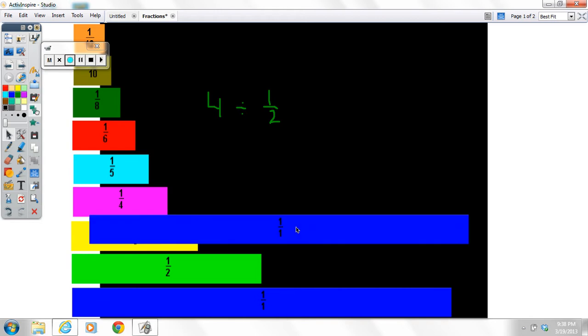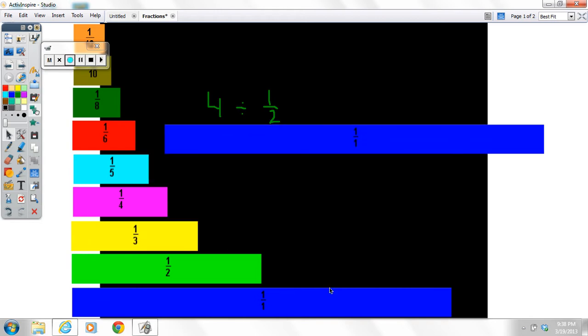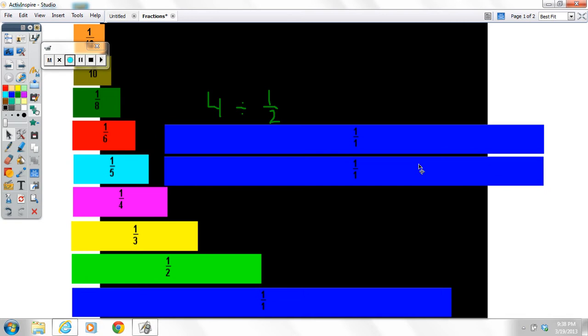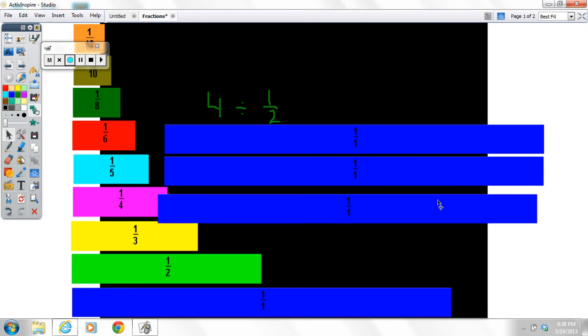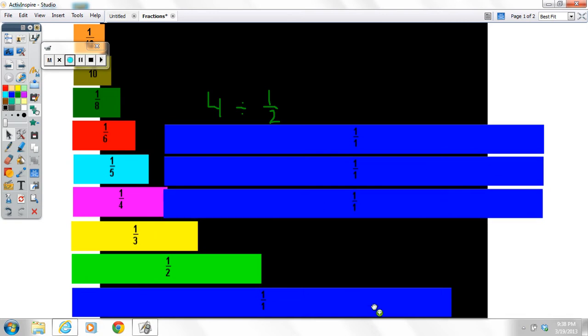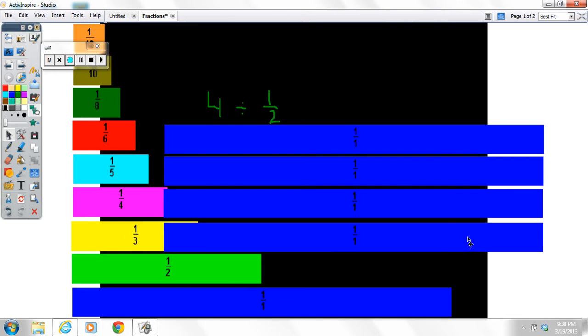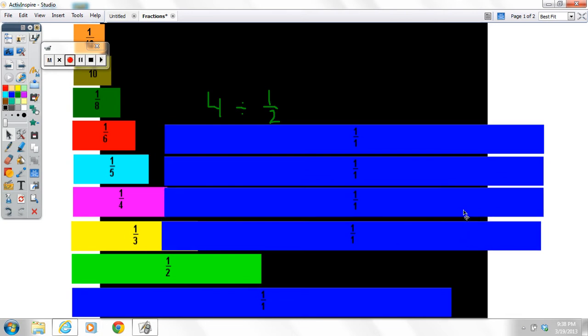What this means is we're going to take 4 whole bars, and we're going to divide each of these 4 bars into halves. Then the question is, if we took each of these 4 bars and divided them in half, how many pieces would we be left with? Well, I could take this whole bar, make one line right down the middle to split it in half, and I would have 2 pieces here.